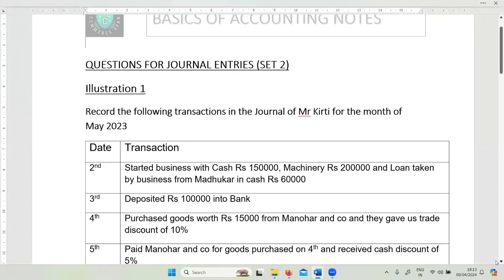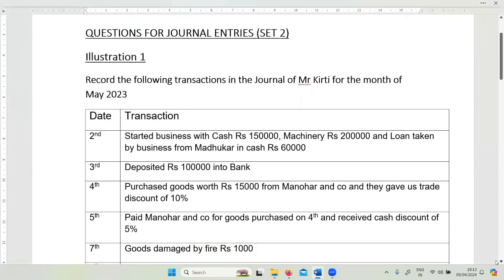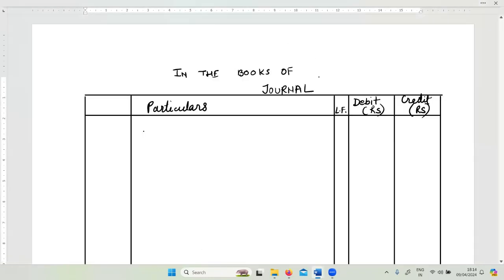You will have to pay attention to how I'm picking up the different accounts and applying the basic formulas. That means you could say the basic rules of the personal, real and nominal accounts, and then I'm going to write the journal entry. So let's get started. If you see here, we have to record in the journal of Mr. Kirti. So I'm going to write in the book of journal, in the books of Mr. Kirti.